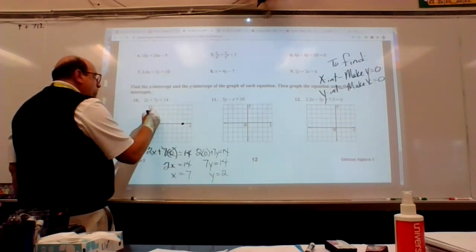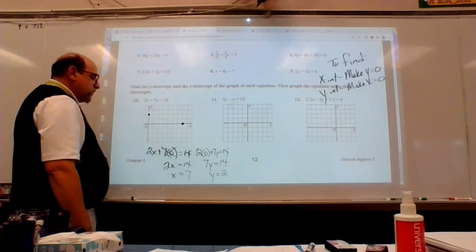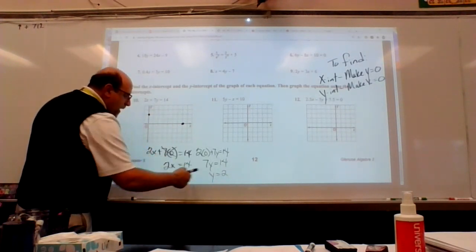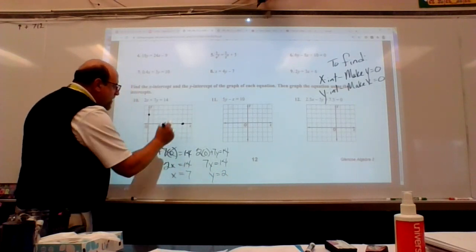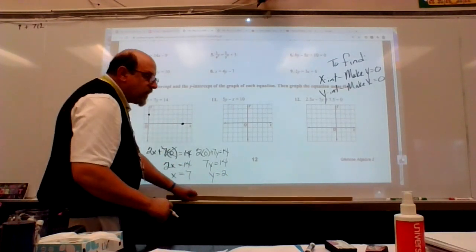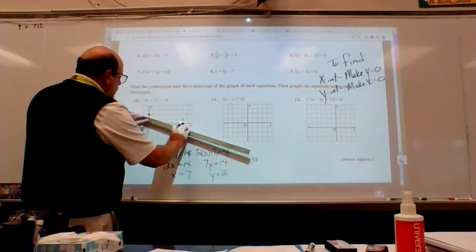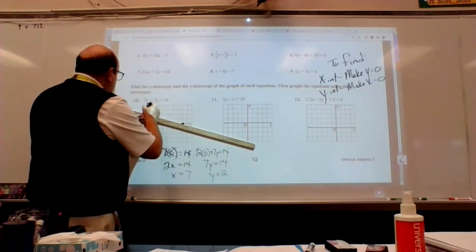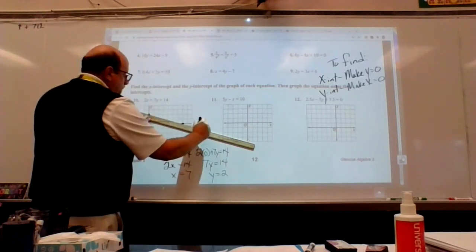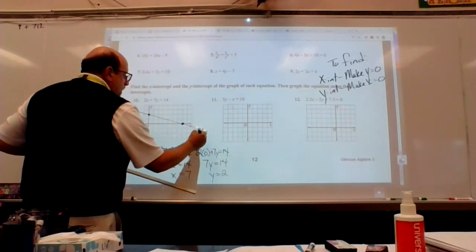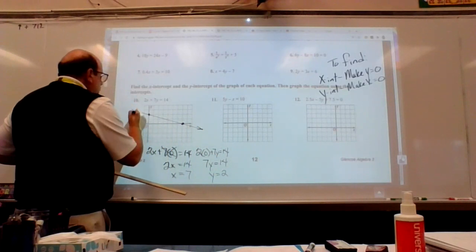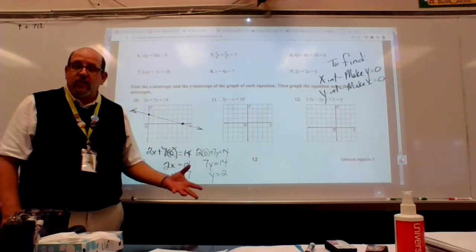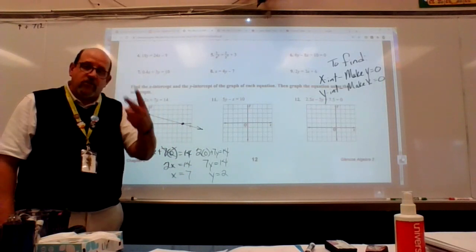So we go up to 2 on the y-axis. This tells me where on my y-axis, this tells me where on my x-axis, and then I take my straight edge, just like I did before, and I put it here. Let's see if I can make this work right. I connect the dots, and I stick arrows on the end. That's all you have to do. That's everything there is for these 2 pages that you have to do.